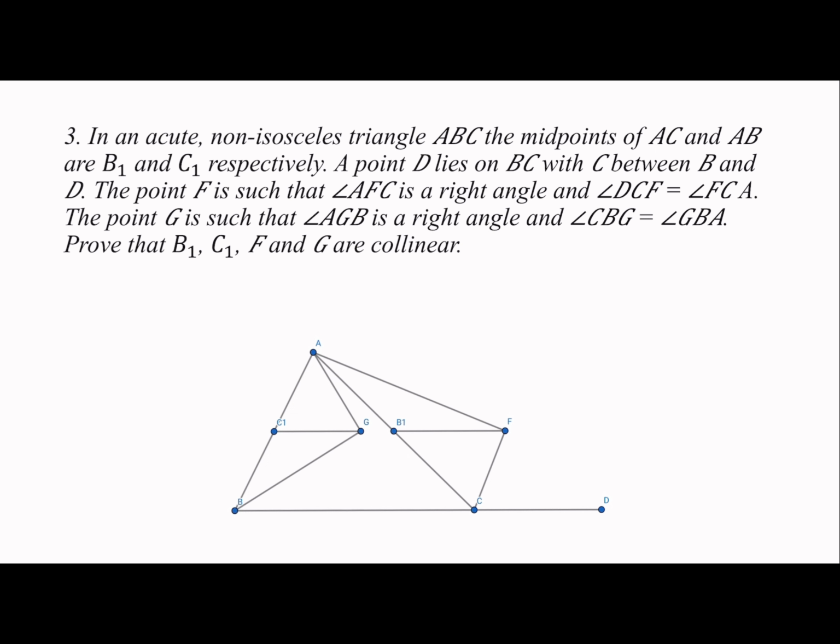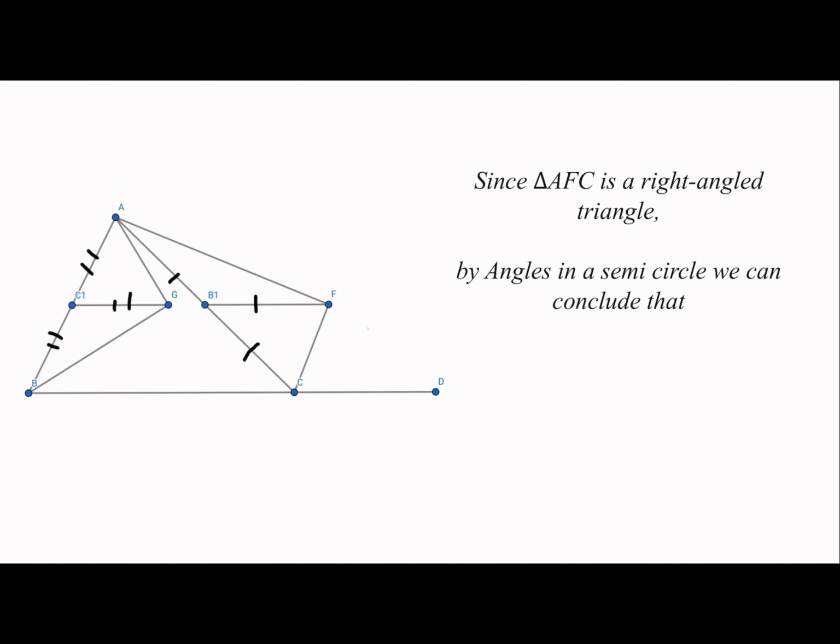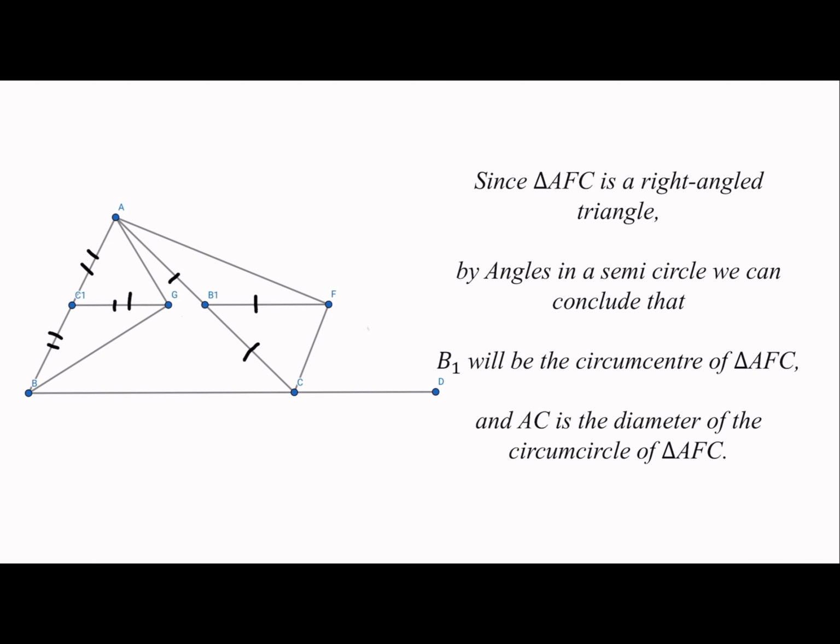Here, we know that AGB is a right angle, AFC is a right angle, GB is the angle bisector of ABC, and FC is the angle bisector of ACD. Let's move on. Since AFC is a right-angled triangle, by angles in a semicircle, a very basic high school geometry theorem, B1 will be the circumcenter of AFC. So that means AB1 equals B1F equals B1C, and AC is the diameter of the circumcircle of AFC.